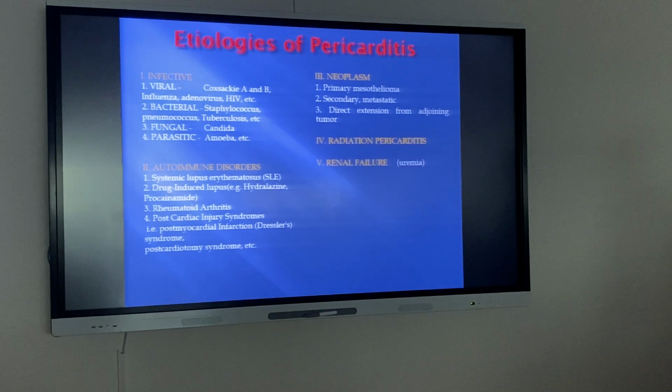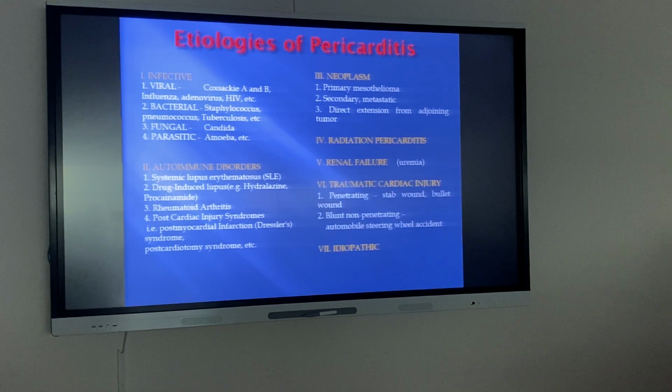Radiation, for example, if a patient had breast cancer and you are giving radiation to the breast, the heart is also getting more radiation. Renal failure, uremia, is also one of the most common causes of pericarditis. Then we have traumatic cardiac injury, like a penetrating stab wound, bullet injury, or even blunt, non-penetrating trauma. If a person is driving a car and suddenly has an accident, the steering wheel hits the chest and can cause pericarditis. And then idiopathic.